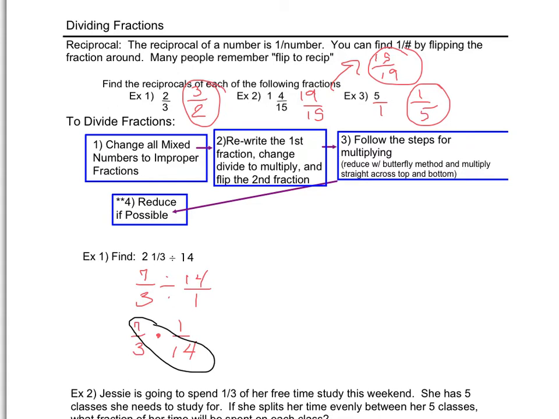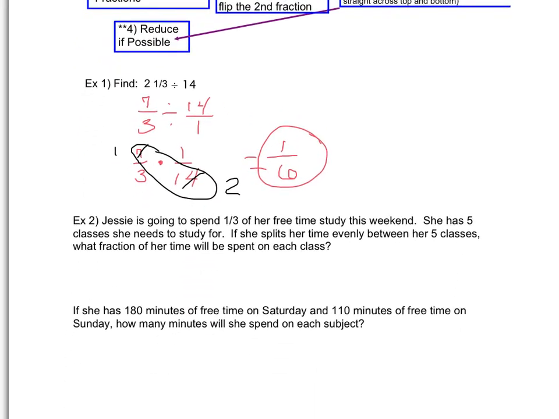I see 7 and 14 can both be divided by 7, giving me 1 and 2. I see that 1 and 3 both can't be divided by anything, so I can't reduce there, but 1 times 1 is 1. 3 times 2 is 6 when I multiply straight across, and I can't reduce that, so there's my final answer. 2 additional problems, both of them story problems.